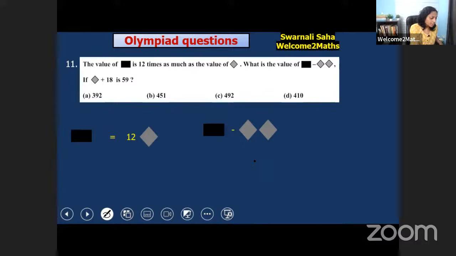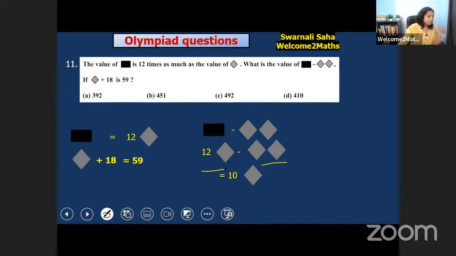Got it? So here you can see the value of one rectangle is equal to 12 diamonds. So we have to put the value of one rectangle here: 12 diamond minus 2 diamond. Okay, you can understand now. 12 diamond minus 2 diamond, and that is 10 diamonds. So we have 10 diamonds now. But here it is also given that 1 diamond plus 18 is equal to 59. And by this, we can very fast find out the value of 1 diamond. So 1 diamond is equal to 59 minus 18, and it's 41.